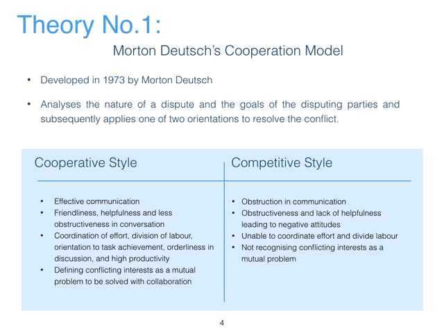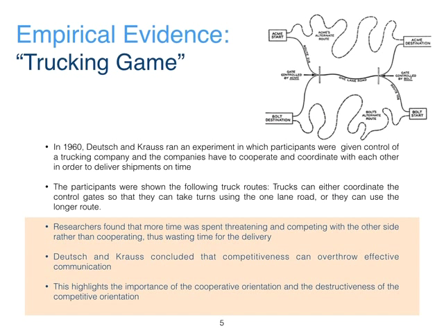The Morton Deutsch and Robert Krauss trucking game was developed to test the importance of effective and cooperative communication in interpersonal bargaining. The hypothetical experiment consists of two trucking companies who have to make a shipment as quickly as possible. Each company has a long and a short route to the destination. However, the short route, which is 50% faster than the long route, can only be taken by one truck at a time. Furthermore, each company controls a gate at each end of the short route. In order for both companies to deliver their shipments, the companies have to cooperate with each other to coordinate the gates and the use of the short route.